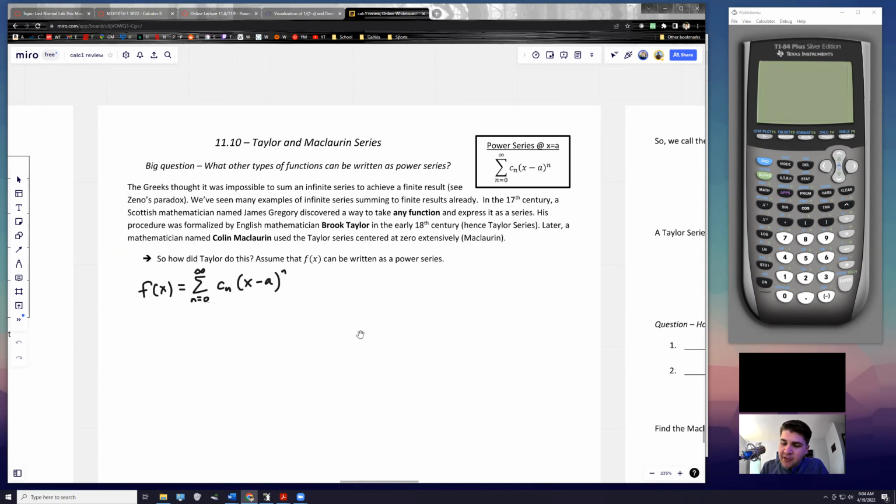If we think about the expansion, that means our function f of x will be represented as c0. And remember, the first term of a power series, or the 0th term, as we say, would be x minus a to the 0 power.